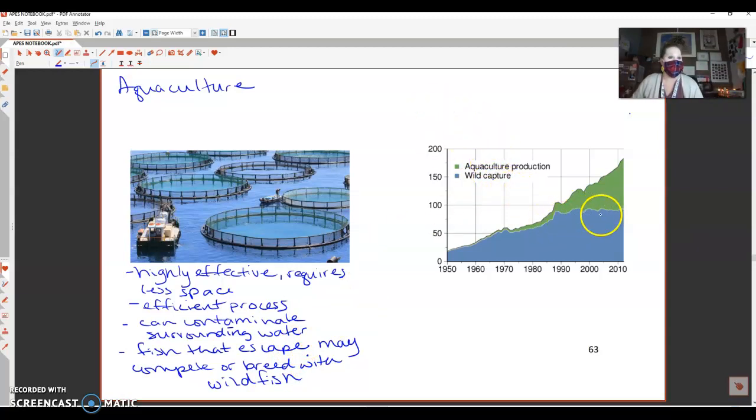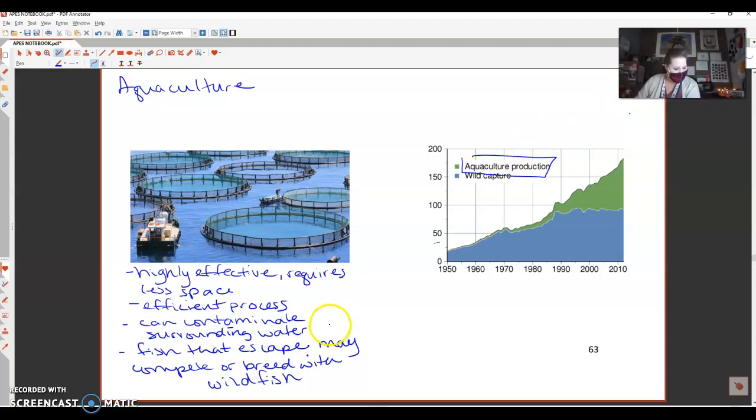Now, let's look at wild capture. I know this is from 10, 11 years ago. Wild capture is not the way that we get most of the fish in the market now, okay? Most of the fish that we buy for consumption comes from aquaculture. So you can see the aquaculture production is outpacing the wild capture. So most fish that we do buy in the grocery store comes from aquaculture, unless it says specifically otherwise.